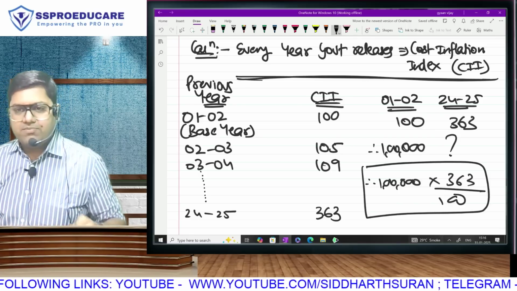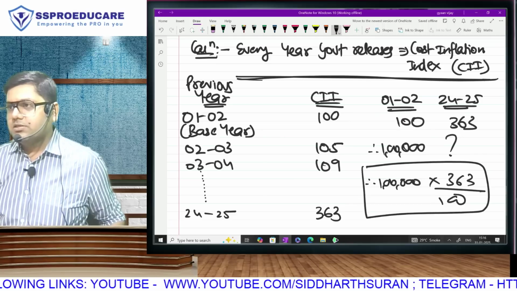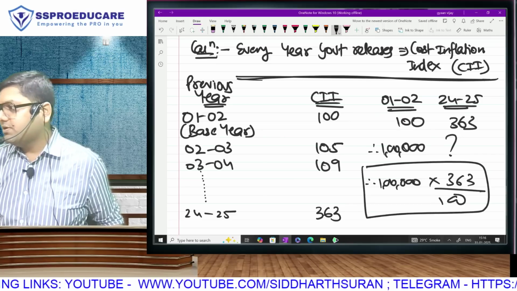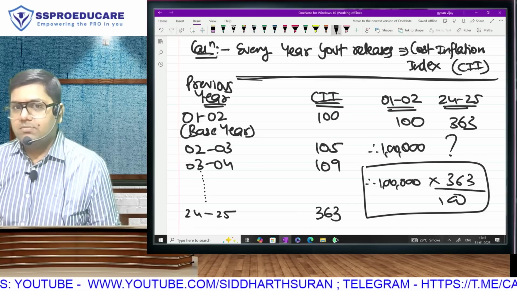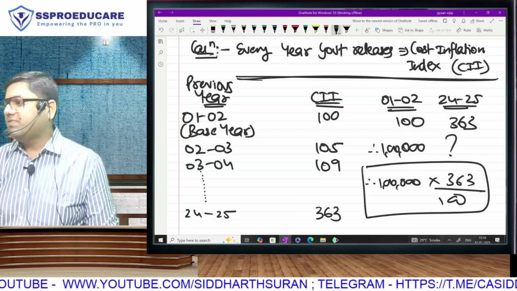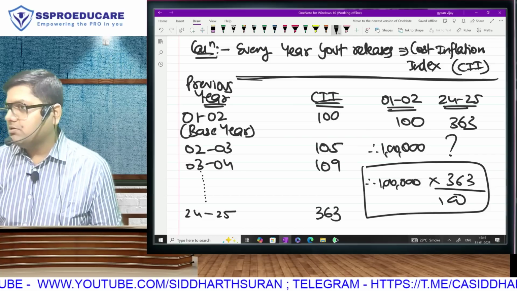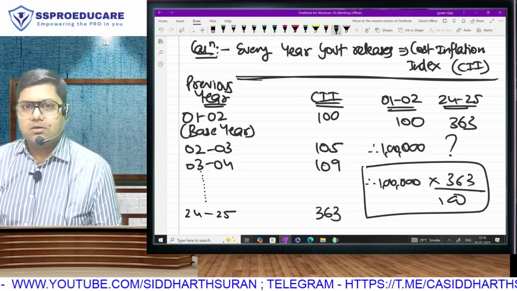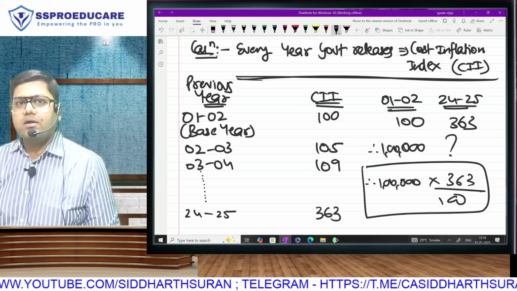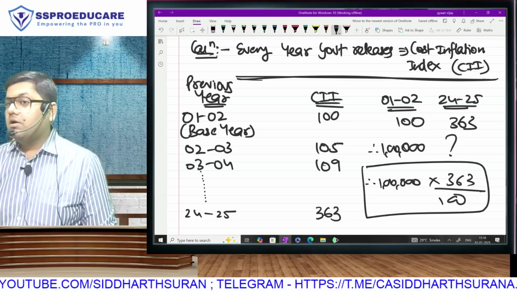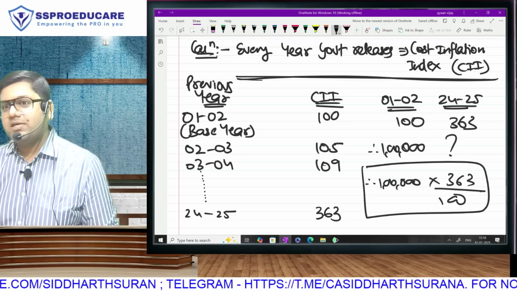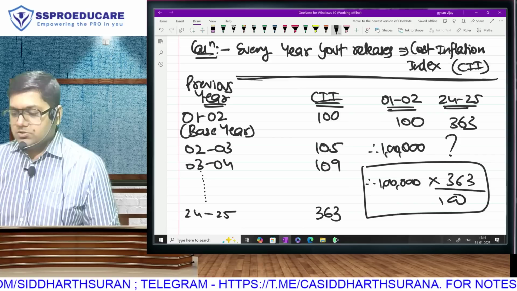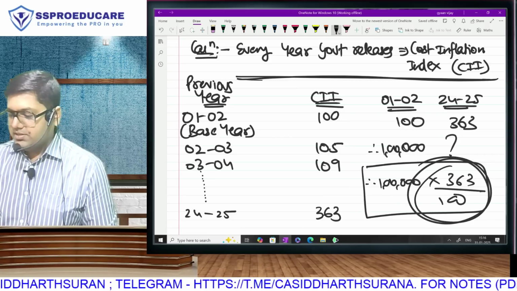Every year, government will release something called the cost inflation index. Correct? Base year 0102. Index of that base year 100. Exam year 24-25. Index of that year. Now I played a smart example with you. I purposely took the purchase year as base year and sale year as exam year. So these two numbers were really easy.